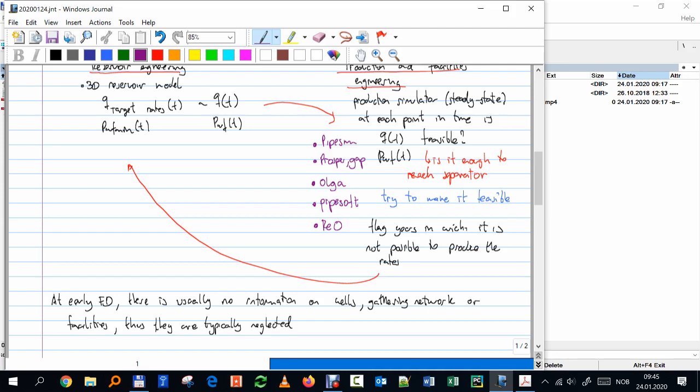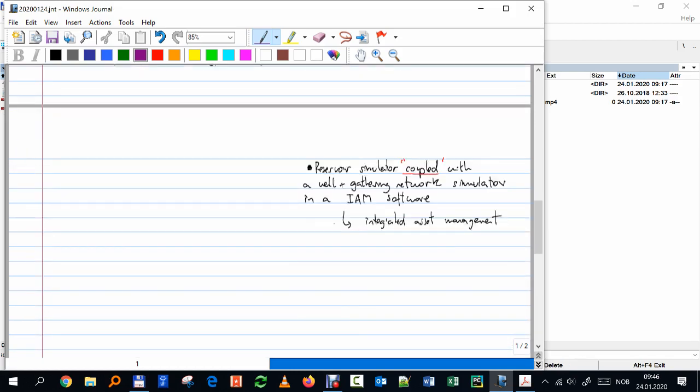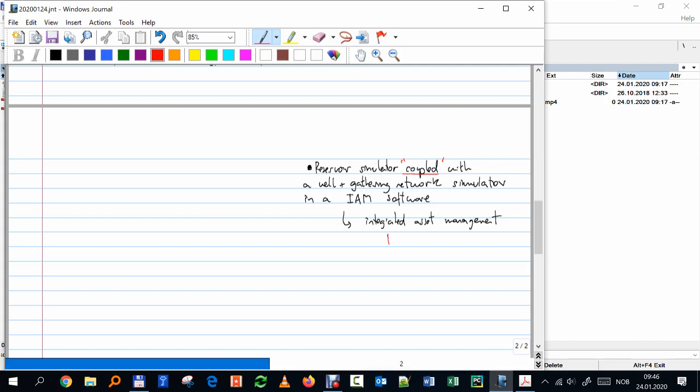Okay, but essentially there are two different programs maintained by two different departments, even by different companies, and you want to put these two together. So here you have some platforms for integrated asset management. Resolve is one of them. You have Avoset. You also have Pipeit from a company here in Trondheim, which is now Tieto.